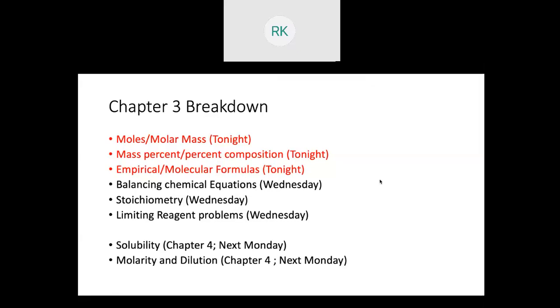Now on Wednesday, we're going to kind of focus on the rest of Chapter 3. We're going to be looking at balancing chemical equations. We're going to be doing stoichiometry problems, so converting from reactants to products. And then we're also going to be focused on limiting reagent problems, which I know a lot of people had questions on that on the homework. And again, those problems are a big portion of exam questions.